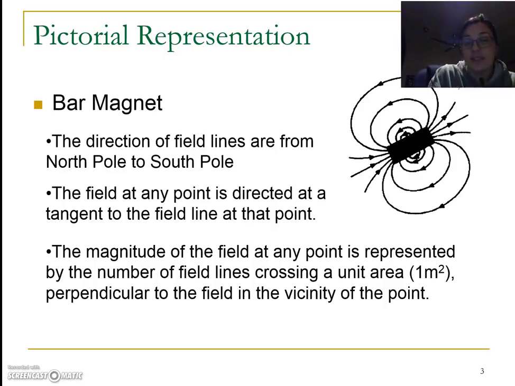Now, this fancy sentence, the magnitude of the field at any point is represented by the number of field lines crossing a unit area. What that actually means is density, the same as we were drawing for our electric field. If there's more lines, closer together, we've got a stronger field. So that's all that means.